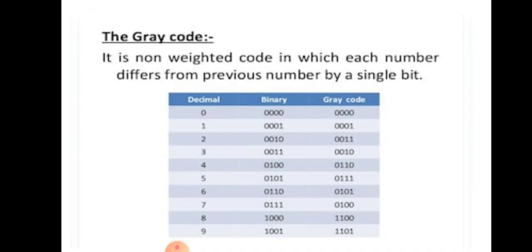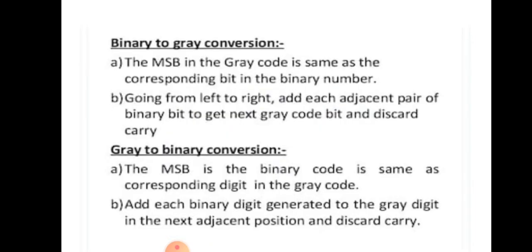So in this way you can compare one by one and you can recognize that in gray code each number differs by a single bit from the previous number. Means if you compare the upper number and the lower number, there is a difference of only 1 bit. So this is the speciality of gray codes.